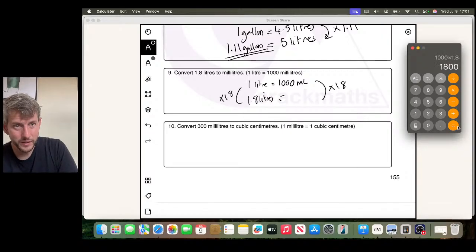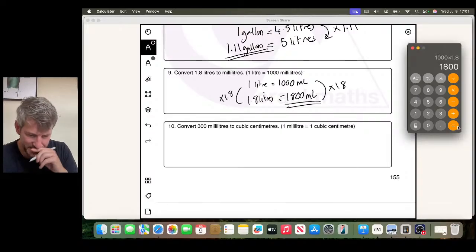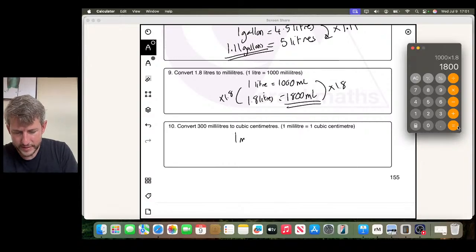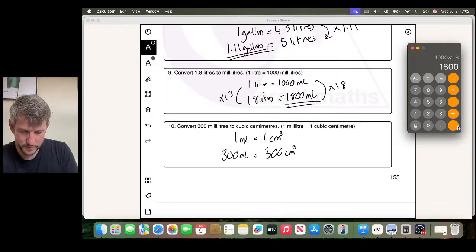Okay, and that will be 1,800 ml. Here we go. Right, so next we've got question 10. And this says convert 300 millilitres into cubic centimetres. So we know that 1 millilitre, we'll call it ml, is equal to 1 cm cubed. Right, okay, well this is going to be nice and easy. So 300 ml will equal 300 cm cubed.